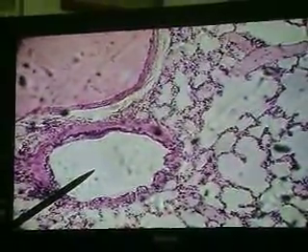So we go back to low power and look at this lung. There we see a lot of alveoli. That's a blood vessel right here, a large vein. Let's look at this area here. As we come across the tubes, we will try to identify them.